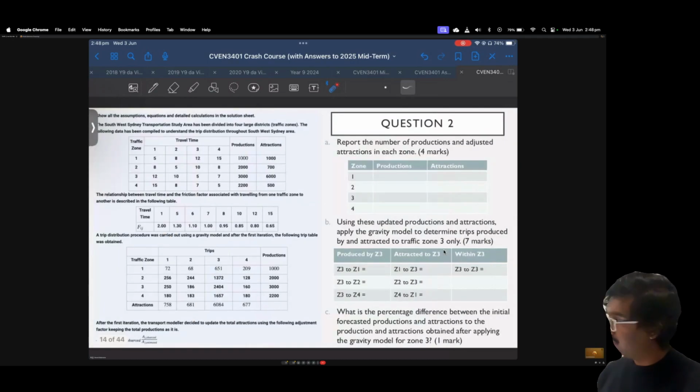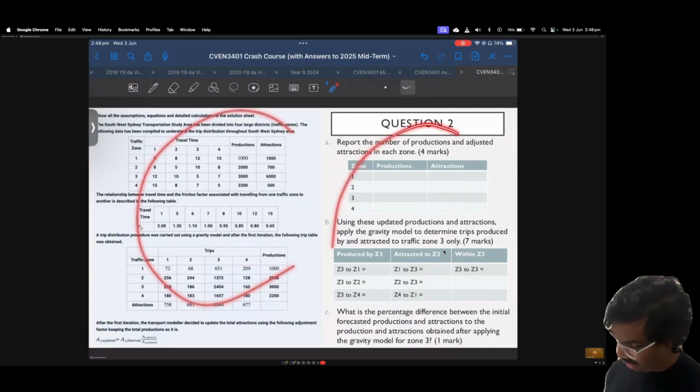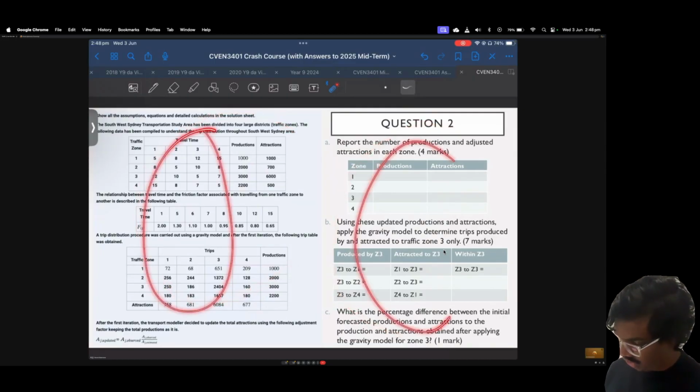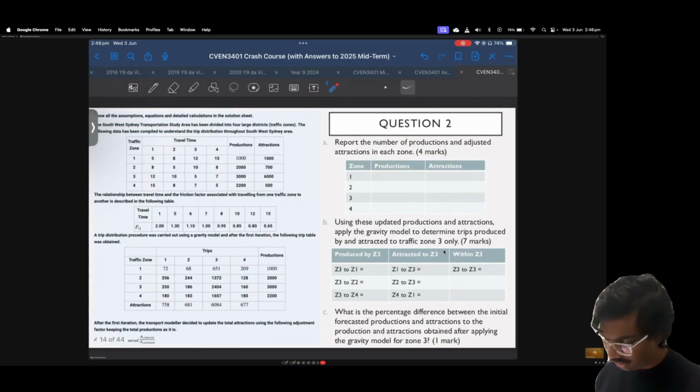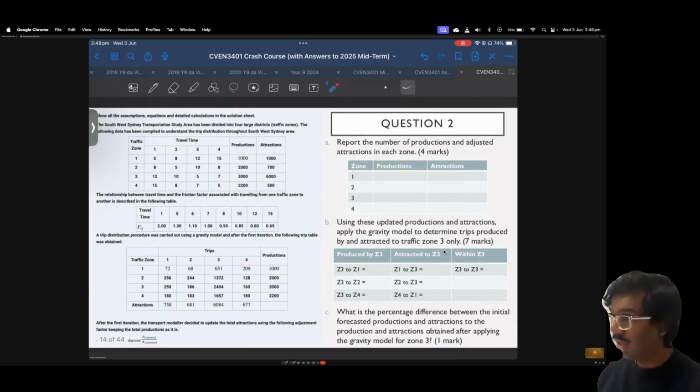Okay, so question 2. We'll read through it. It's on the left. So this is the question, and then this is the content, and then these are the questions. Okay. The Southwest Sydney Transport Study has been divided into 4 large districts. The following data has been compiled to understand the trip distribution throughout the southwestern Sydney area. The relationship between travel time and the friction factor associated with traveling from one traffic zone to the other is described in the following table.